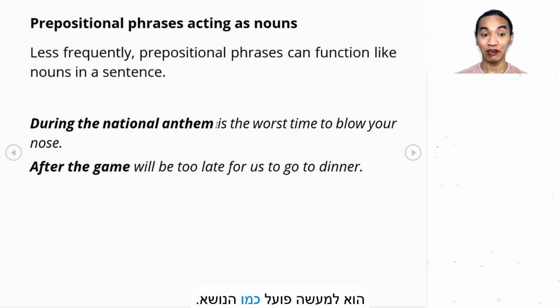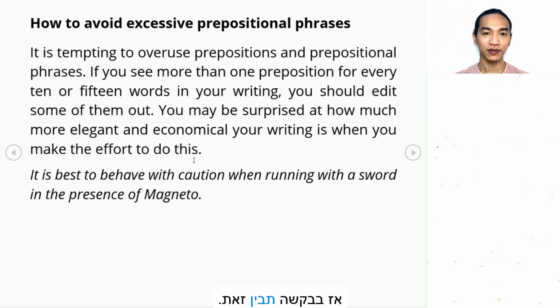Okay, so it serves like your subject. So as you can see, we have your subject, during the national anthem, after the game, and your verb is will be. Okay, so please understand that. Now, in our sentences, how do we avoid too many prepositional phrases?